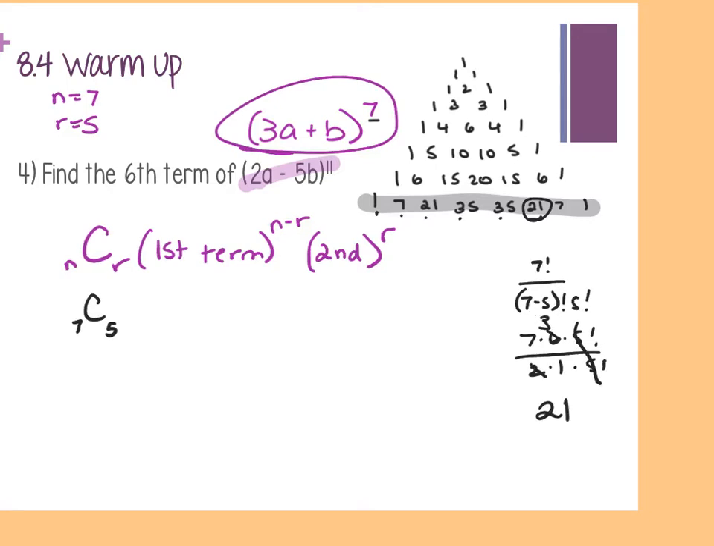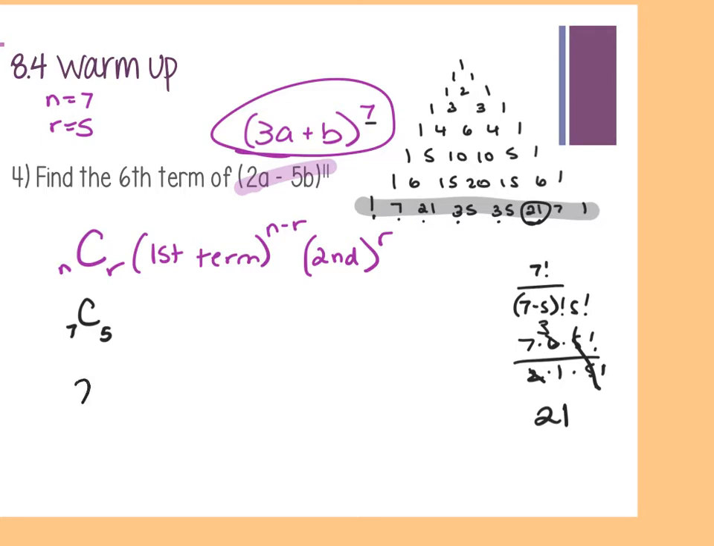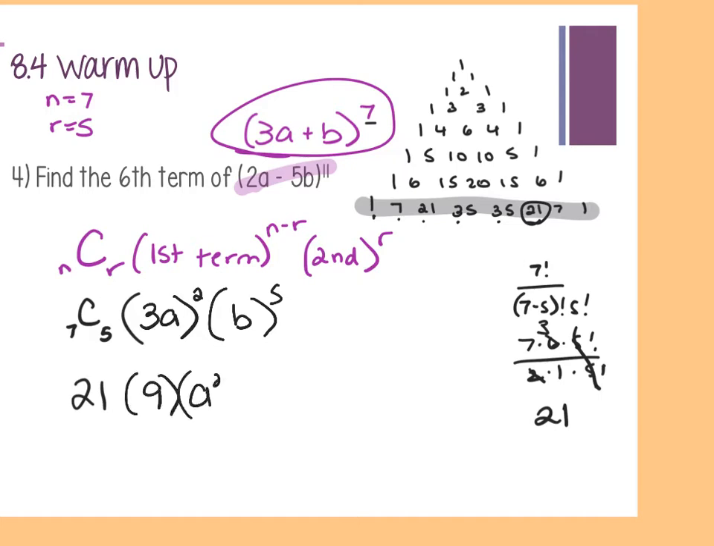Still get 21. So that's 21. First term, which is 3a to the n minus r, which is squared. Second term is b to the r. So then this becomes 9a squared b to the 5th. And then that's 189a squared b to the 5th.